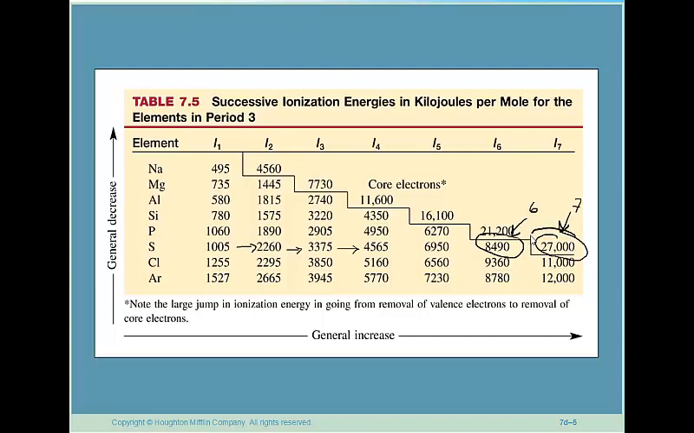That's because this guy here is a core electron. That is the 7th electron removed. That is the core. Sulfur is in family number 6. These first 6 electrons are valence electrons. And the minute you dip into the core, it's almost twice as much as the previous one. So it's an enormous jump.